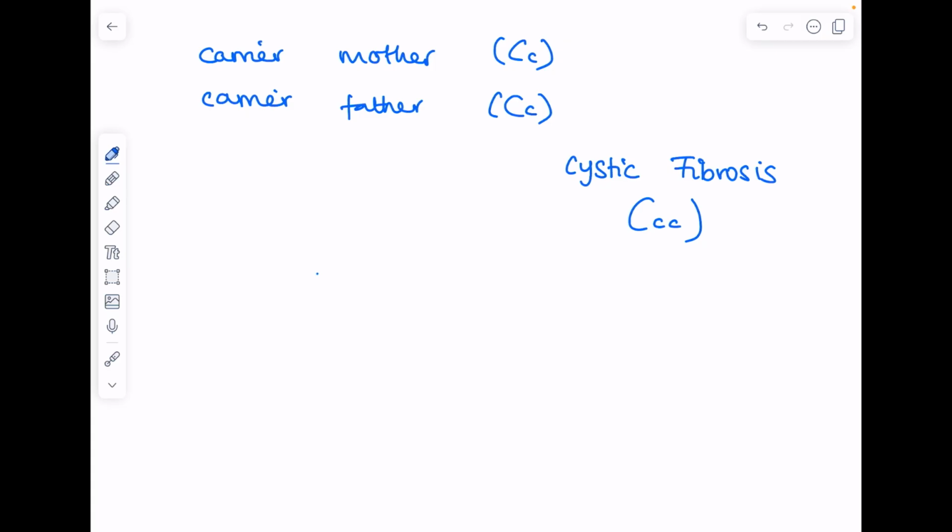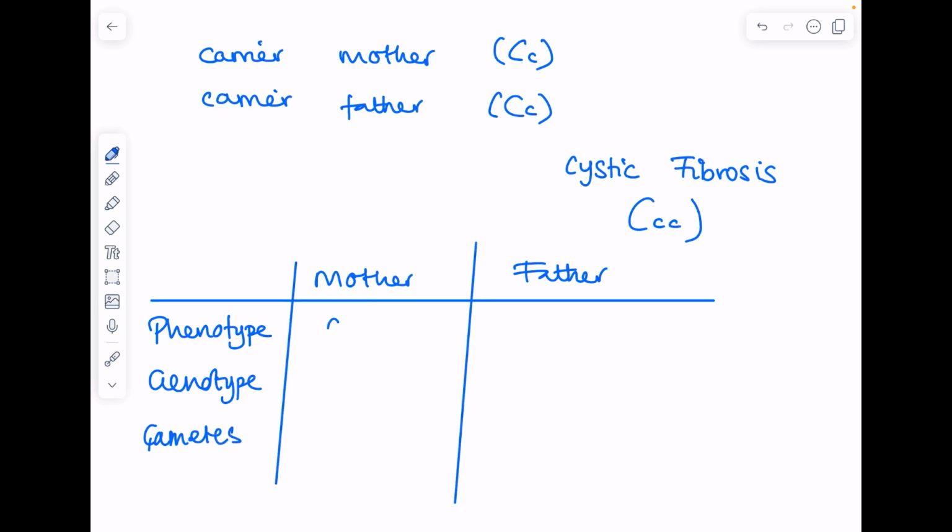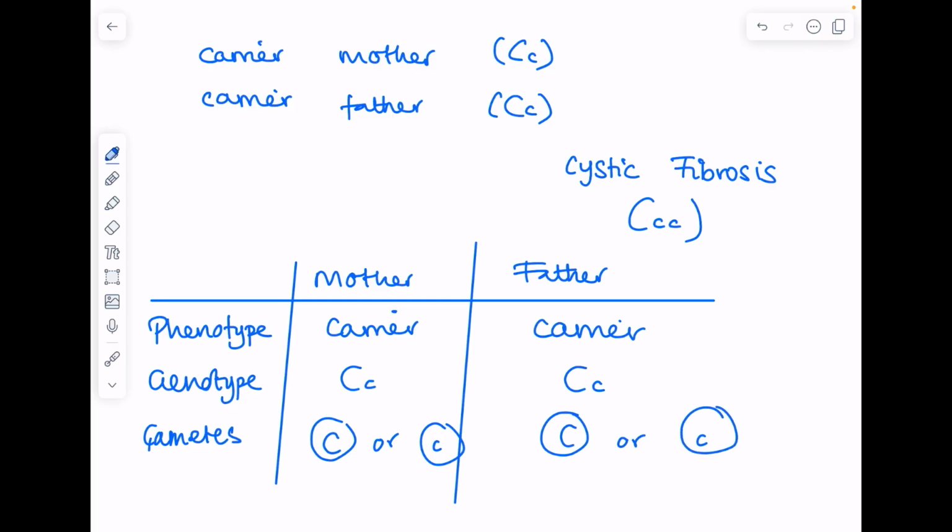But if we actually have a look at the cross this time, we're going to use the exact same layout as before: mother, father, phenotype, genotype, gametes. Like I said, it works every time. So you can write healthy or carrier here, it's up to you. I've already worked out the genotypes. So half of those egg cells will be healthy, half will contain that lowercase c, same for the sperm.